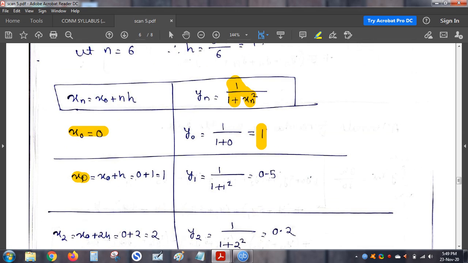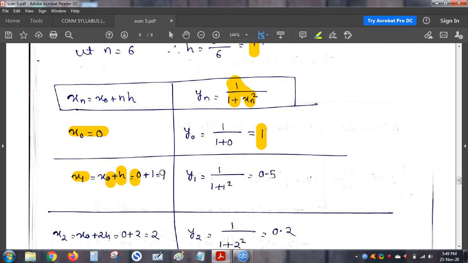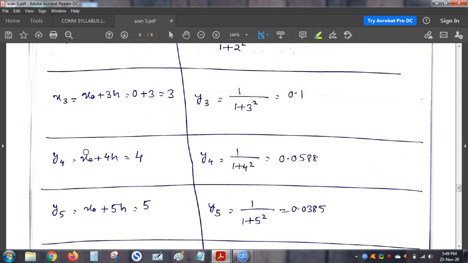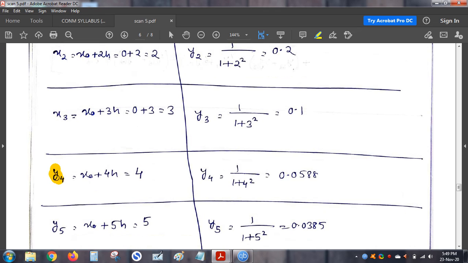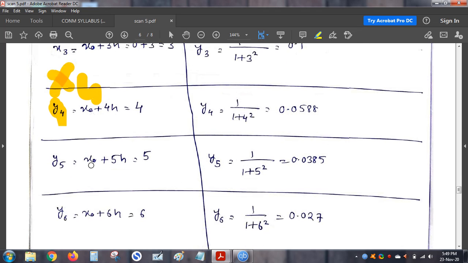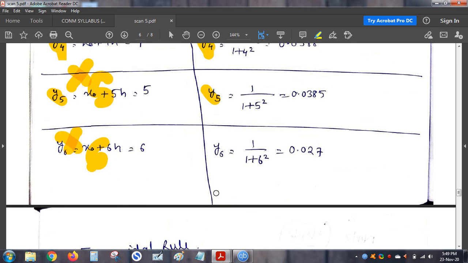Then what is your x1? x1 is x naught plus h. x naught is 0 and h is 1, so x1 is 1. Since x1 is 1, what is your y1? Just put it in the formula, 1 by 1 plus 1 square. This way you will be calculating up to y6. Please pay attention that I have made a mistake over here. This is not y4, it is x4. It is x5 and it is x6. Correspondingly you have your y4, y5, y6.